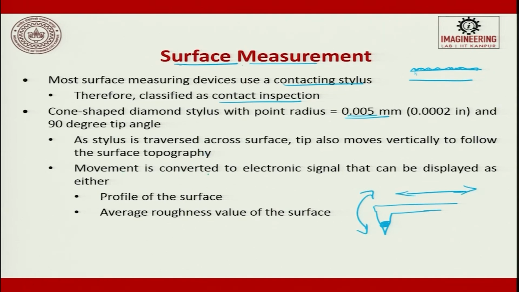The movement is converted when you try to drag. When this up and down movement is there, this movement in turn will be converted into an electrical signal. You use a Wheatstone bridge principle, and then this up and down movement is converted into an electronic signal that can be displayed either as a profile of a surface, or it tries to calculate the average surface roughness. So, if you are working on electrical field, we also look at RMS values, or we try to look at peak to valley height.